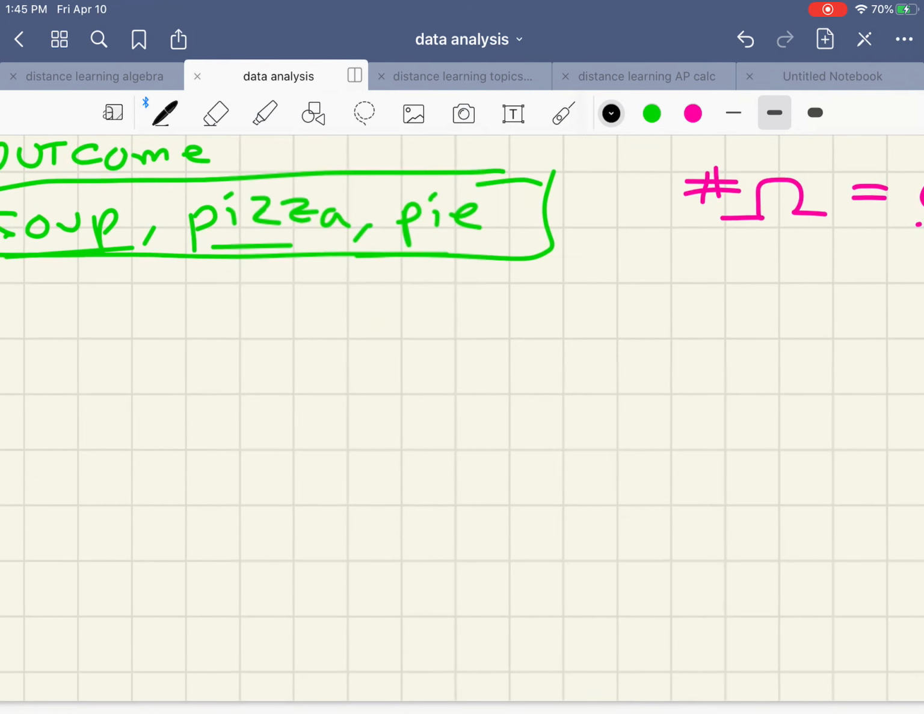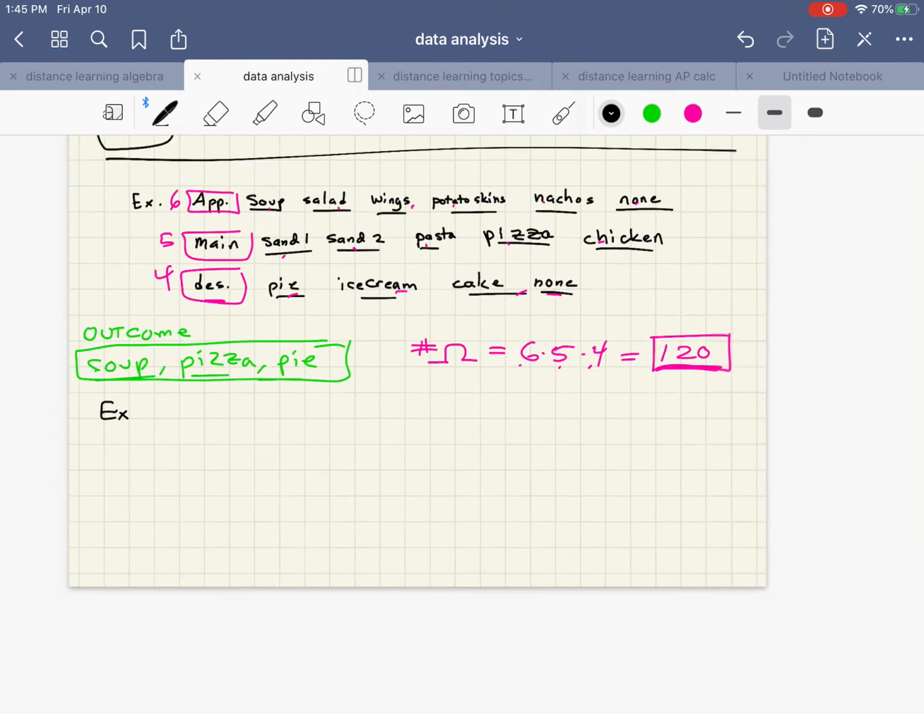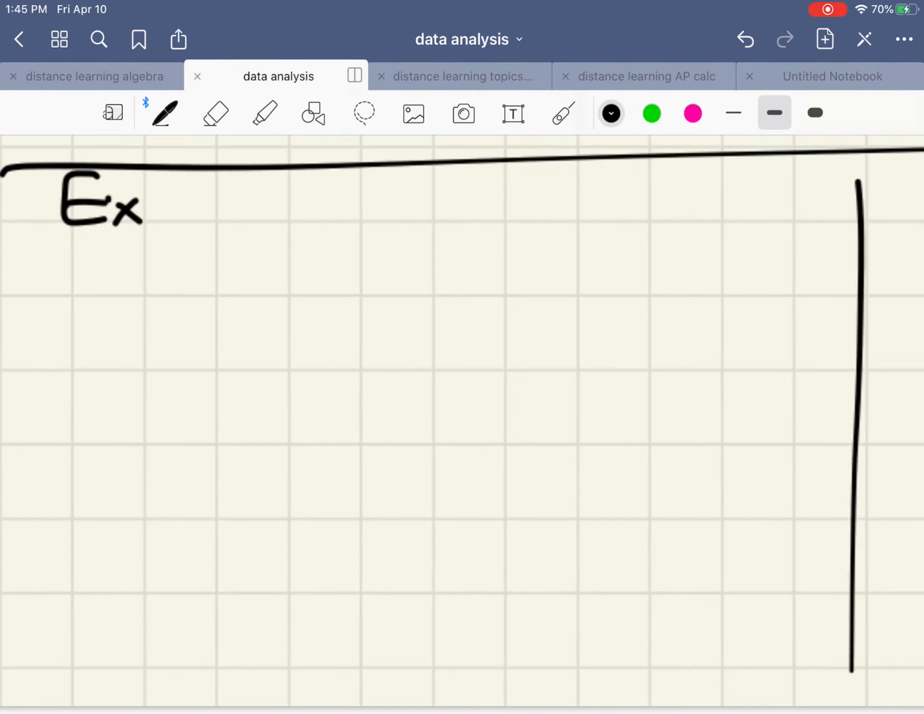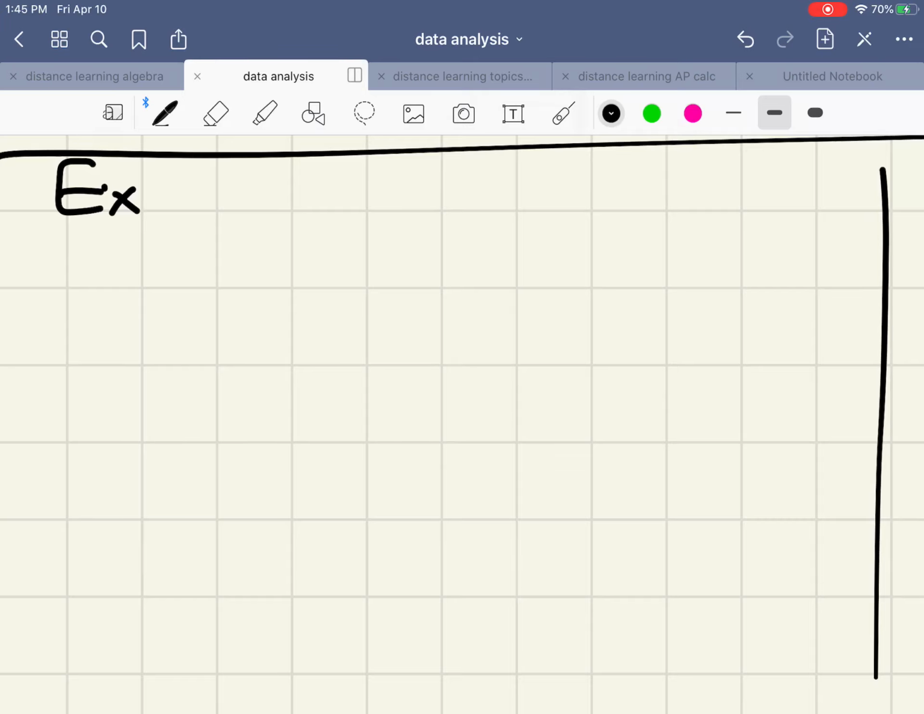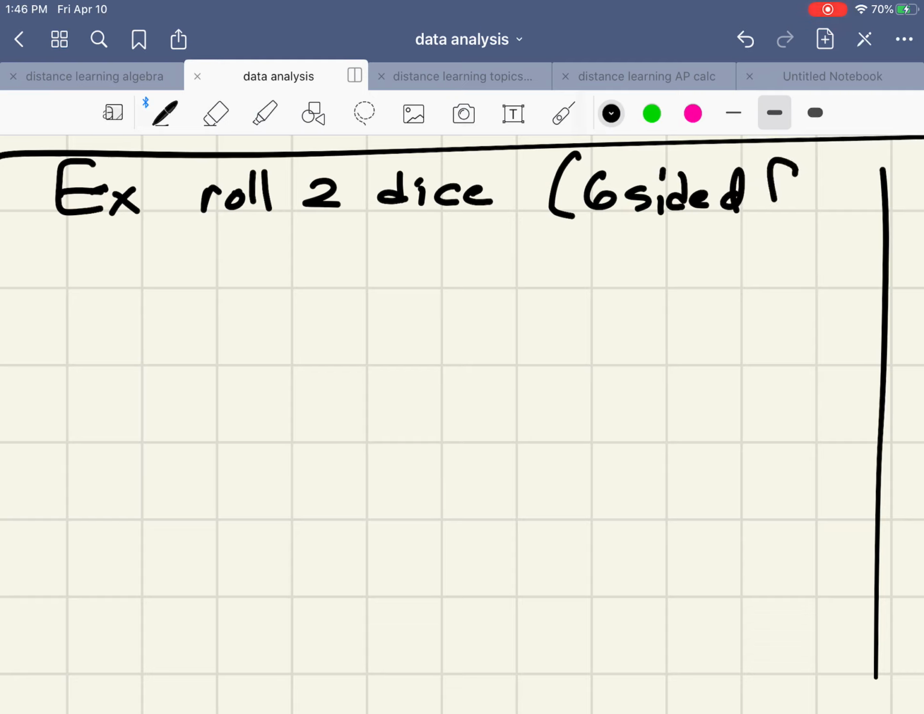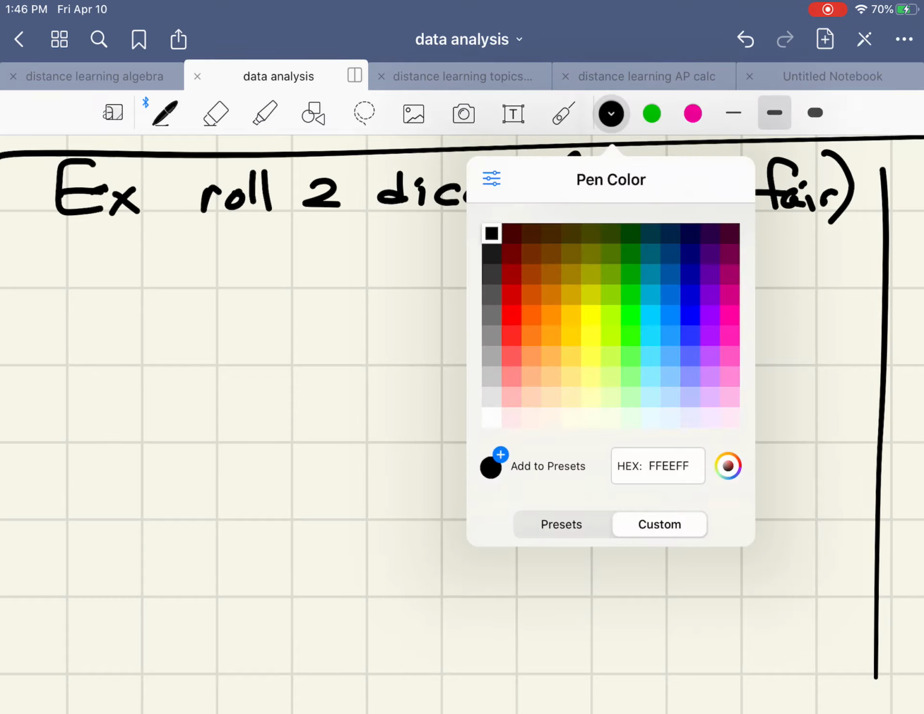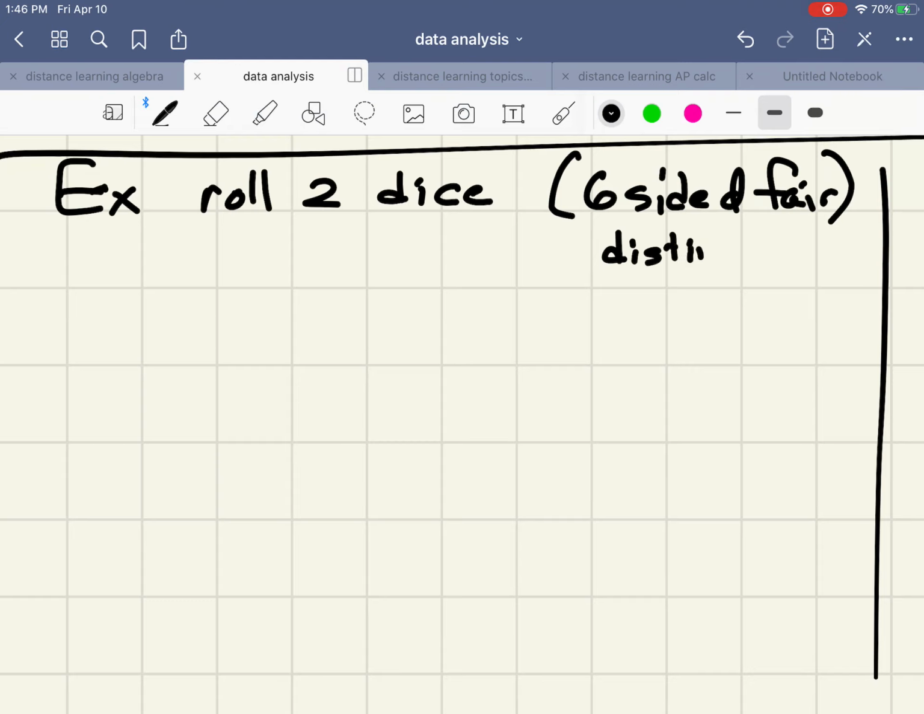Let's just do one more, a little more practical in terms of probability. We'll do 2 actually. So here's another example. A very common probability experiment is to roll 2 dice. We'll call them 6-sided, and we'll call them fair. Both of those are important. 6-sided gives us how many options there are. Fair tells us that each of those 6 sides is equally likely. And we probably should also say that they are distinct.